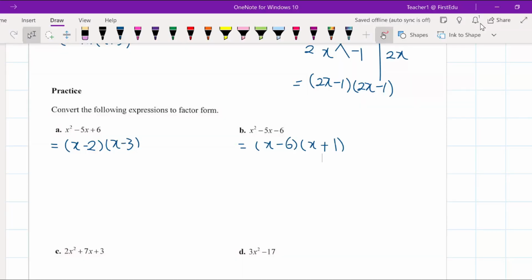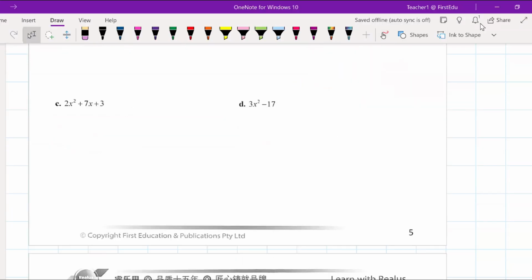All right, question C, Jacob. We've got 2x squared plus 7x plus 3. What do you think? Cross method. All right, easy question for you: is it monic or non-monic? Non-monic, that's right. So if it's non-monic, we can't just simply think of two numbers that multiply to give you the last and add up to the first.